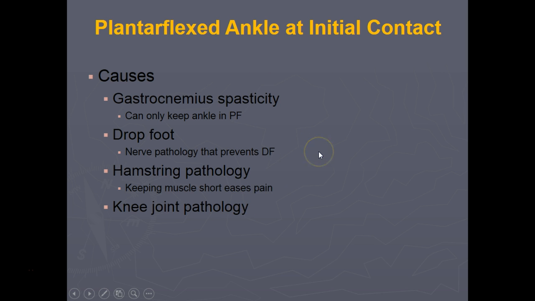Okay, so plantar flexed ankle at initial contact. So remember, we said initial contact, one of the most important pieces is that the foot is in a locked position. It's in a dorsiflexed position. So what things might actually make the patient be plantar flexed when they are initially making contact with the ground? One of the most common things that we see a lot in cerebral palsy patients is gastrocnemius spasticity. They are so spastic that the foot can only be kept in plantar flexion. And so when they make contact with the ground, pretty much they are in a plantar flexed position.